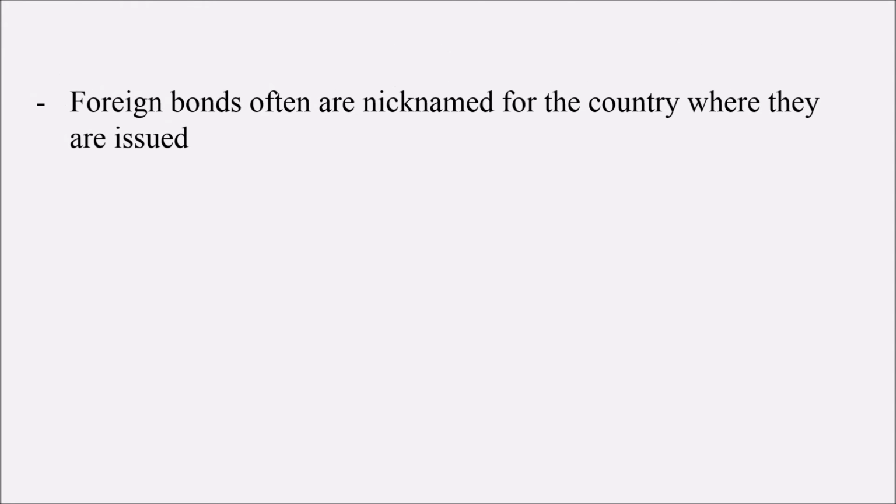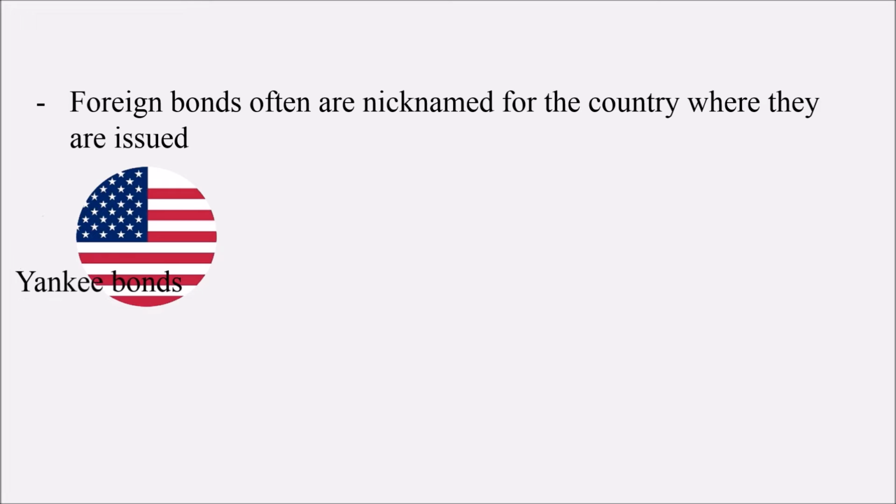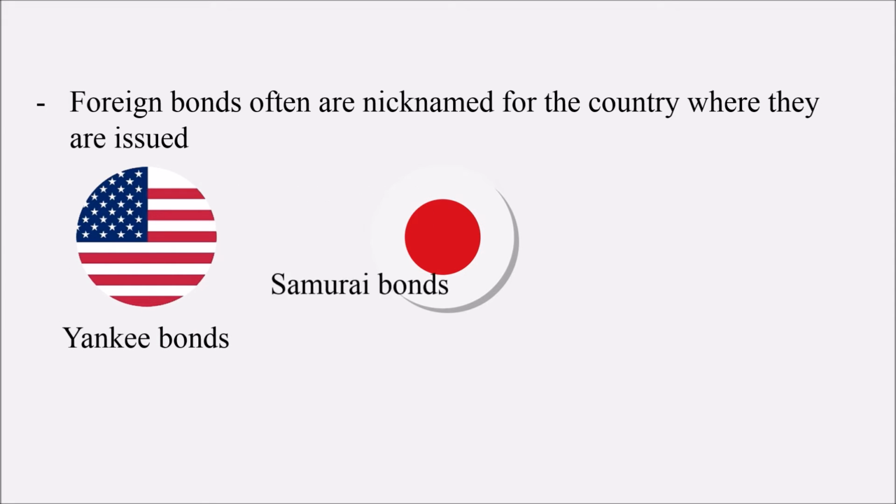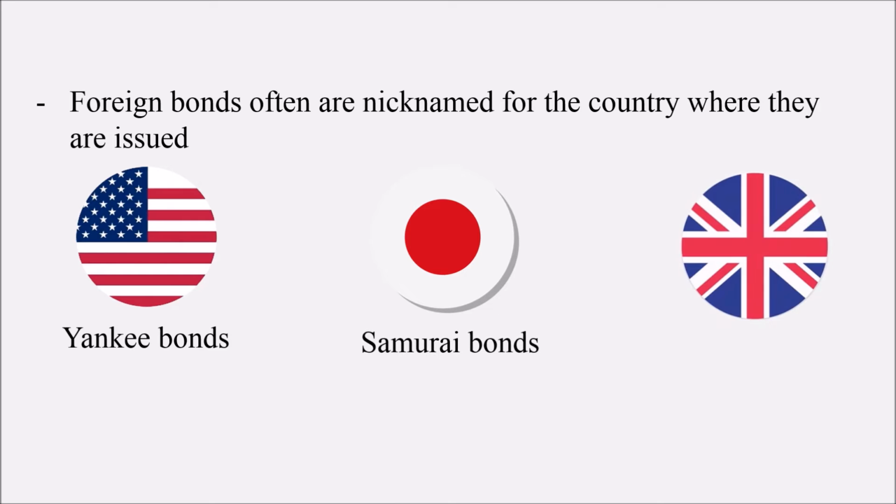Foreign bonds often are nicknamed for the country where they are issued. For example, Yankee bonds in the United States, Samurai bonds in Japan, or Bulldog bonds in Britain.